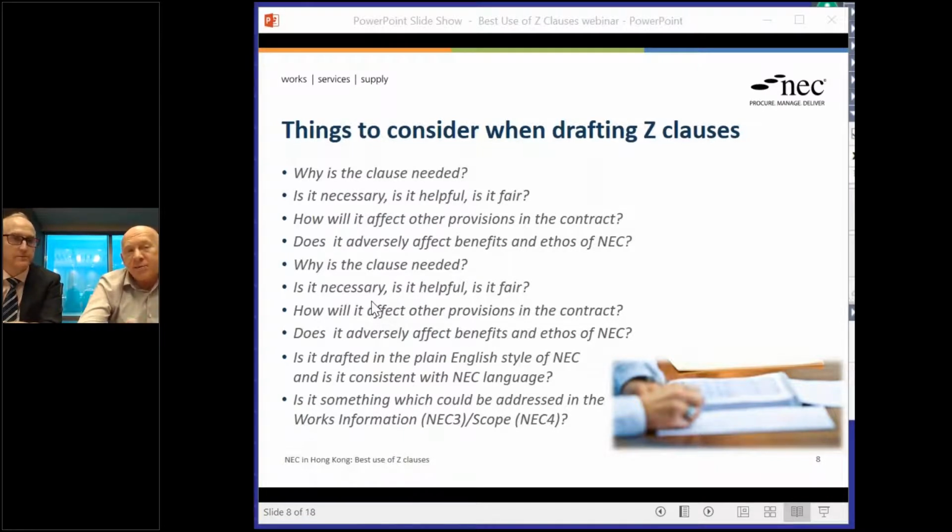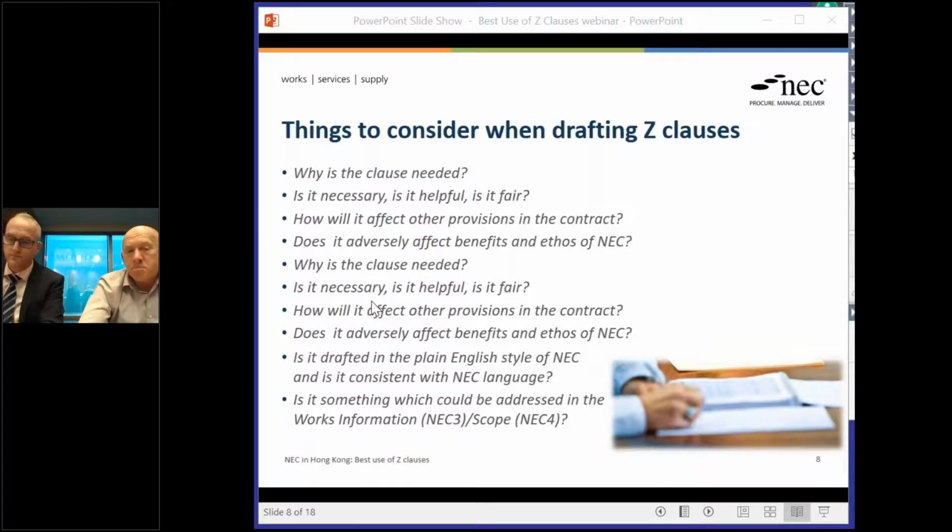Yes. So we've got a particular Z clause. You do need it, but as you drafted it, does it work? Does it actually achieve the goals that you set out to achieve for it in the first place? How many people actually do flowcharts to test their drafting of the Z clause?